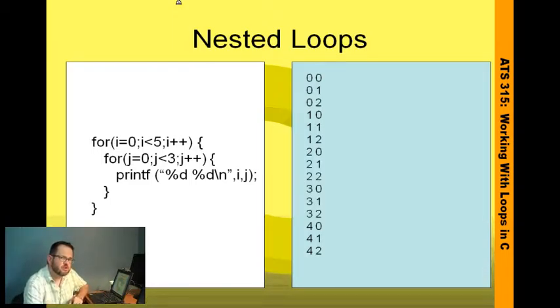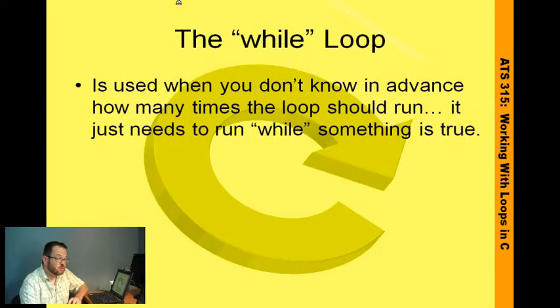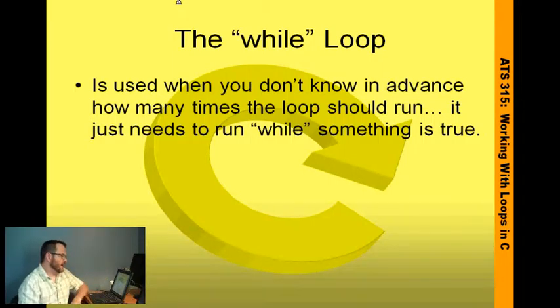The other kind of loop that we will be working with from time to time is a while loop. While loops are the ones that you use when you don't know in advance how many times to run the loop, including potentially not at all. It's just going to keep running until or while something is true. Like here's a little example here.